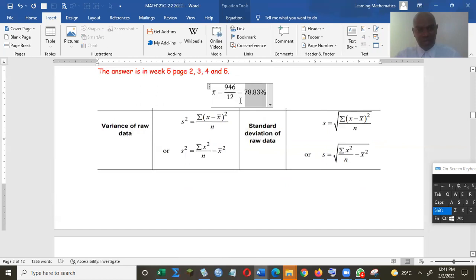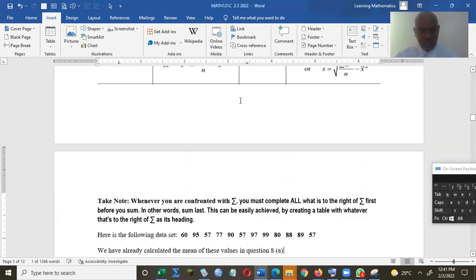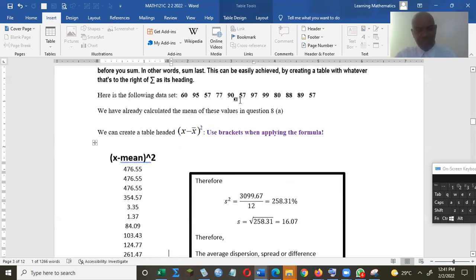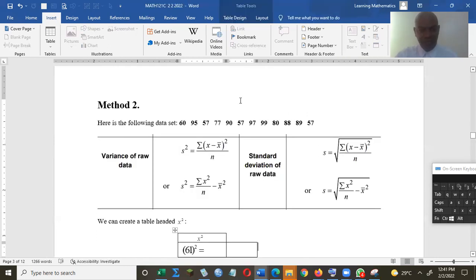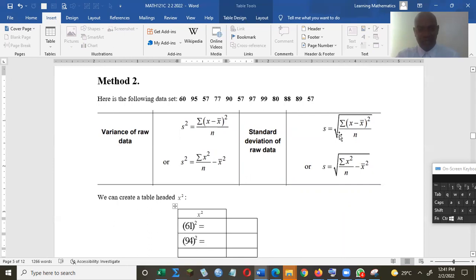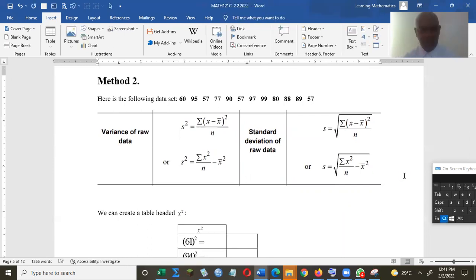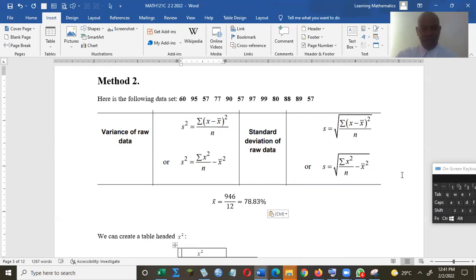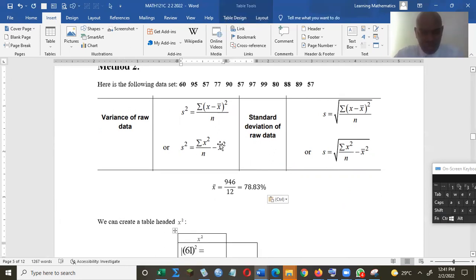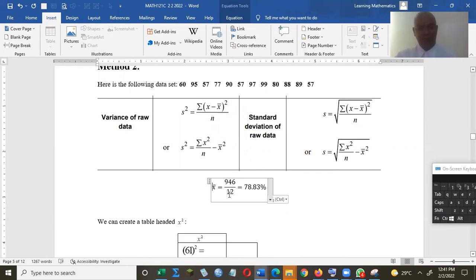Bear in mind, to calculate the variance and standard deviation, you need the central number first. And from that, the relative differences are calculated, and this will give us an idea as to how different the numbers are. We have 78.83, and we have to square it according to this formula. And we know n is 12. Look, 12 right there.